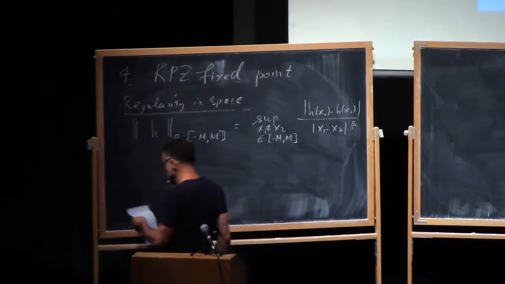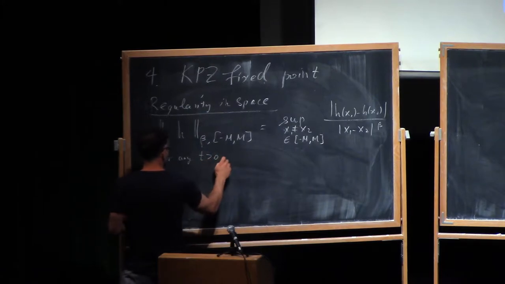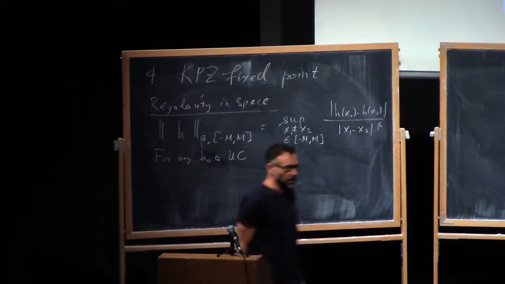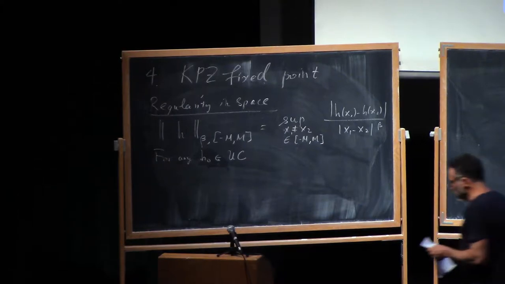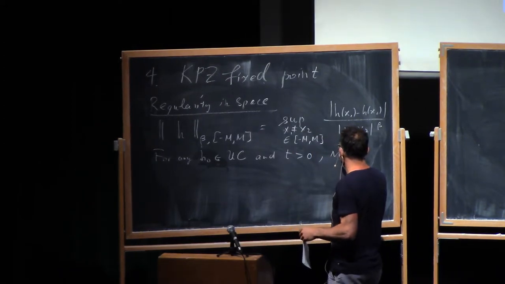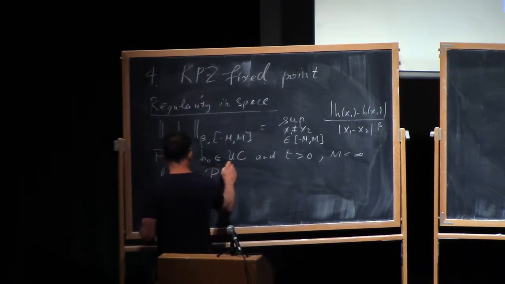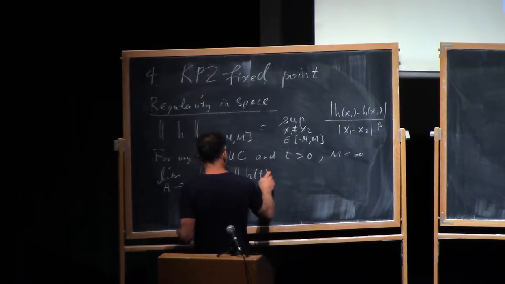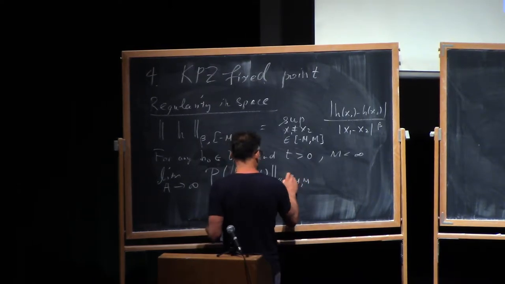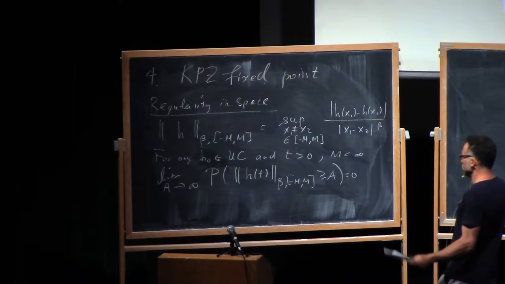So we have the following result. For any initial data h0 in UC, remember what UC is, upper semi-continuous functions with the local Hausdorff topology, and any t positive and any finite M, the limit as a goes to infinity of the probability that the local Hölder beta norm on minus M, M of the solution at time t is greater than or equal to a is equal to zero, and that's for any beta less than half, which I forgot to write.